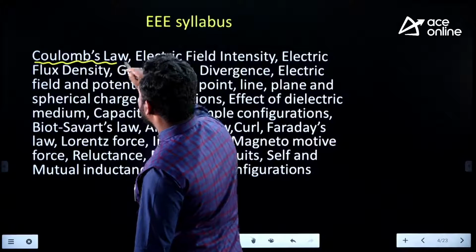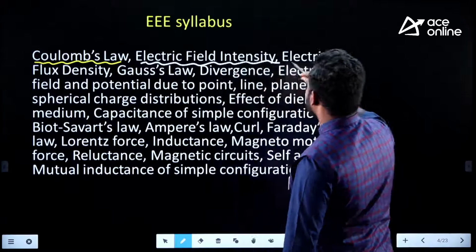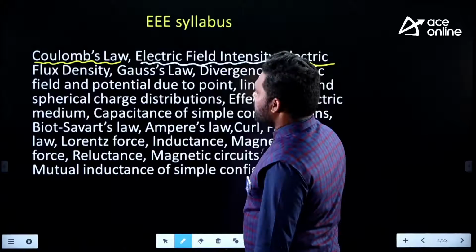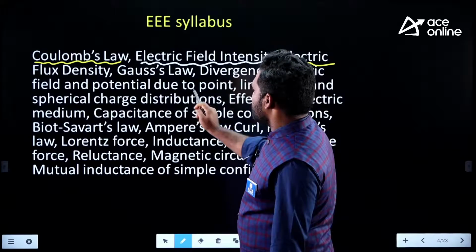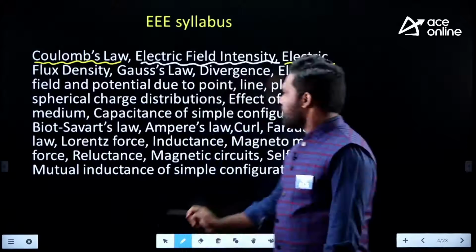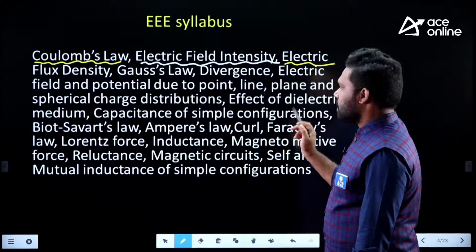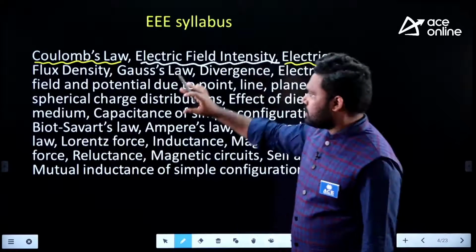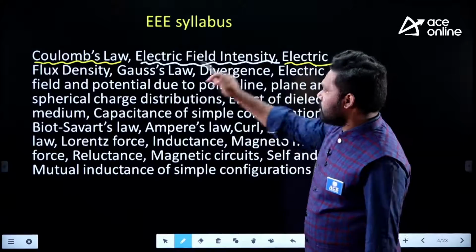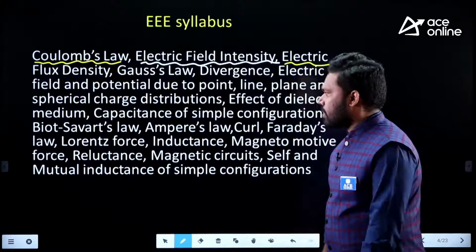Coulomb's law, it starts with a very fundamental law, and then electric field intensity, and then electric flux density, Gauss law, divergence, electric field and potential due to point, line, plane, and spherical charge distributions, and then effect of the dielectric medium, and then capacitance of the simple configurations. That means this part is something related to the electrostatics. You can say this as a first module, and the second module is Biot-Savart's law. This is related to the magnetostatics.